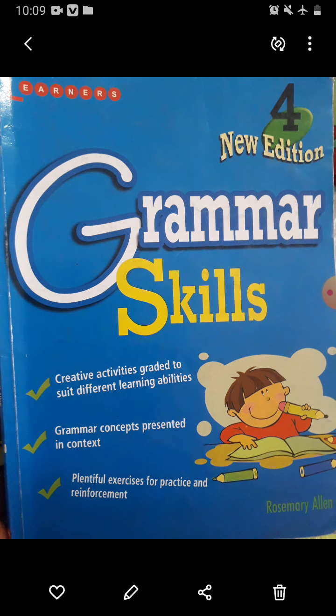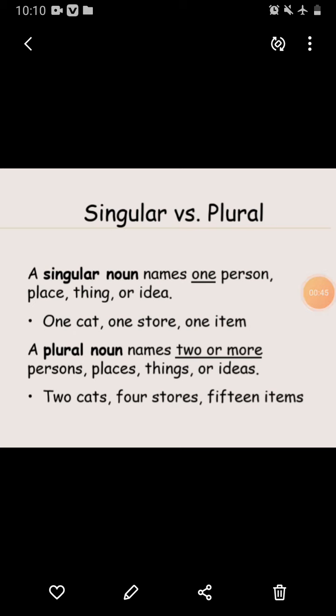Dear students, as you know, yesterday we studied exercise number 2, singular and plural nouns. Page number 8 and 9, part A and B, we did yesterday. Dear students, today we will do part C and D of your grammar skills book. Yesterday we discussed singular and plural nouns.